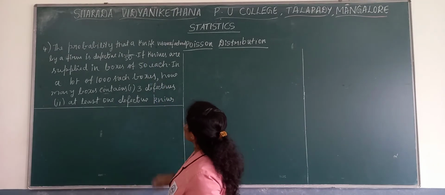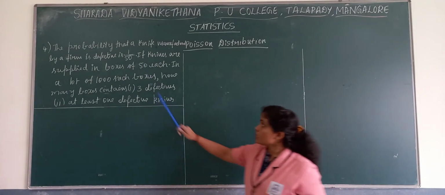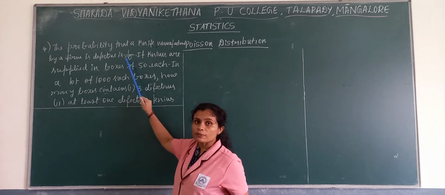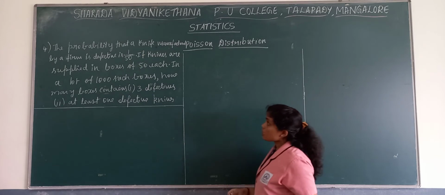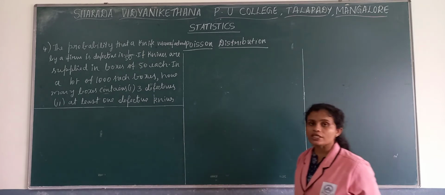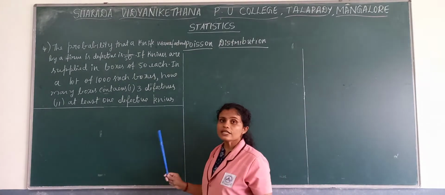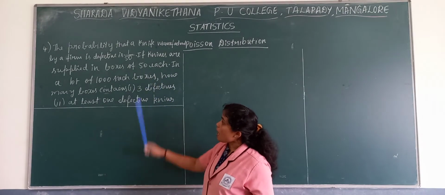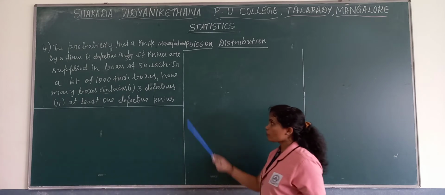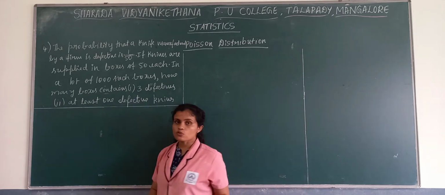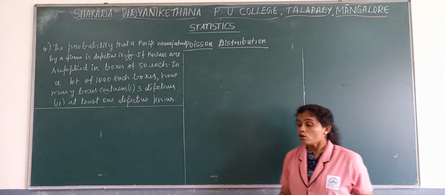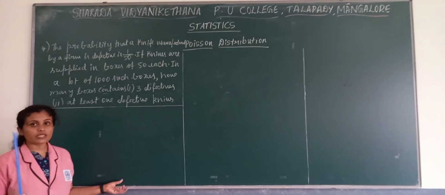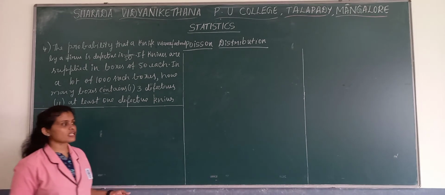The probability that a knife manufactured by a firm is defective is 1 by 50. If knives are supplied in boxes of 50 each, in a lot of 1000 such boxes, how many boxes contain 3 defectives, P of 3, and at least 1 defective knife? Now here, there was one feature in case of Poisson distribution. What is that feature?